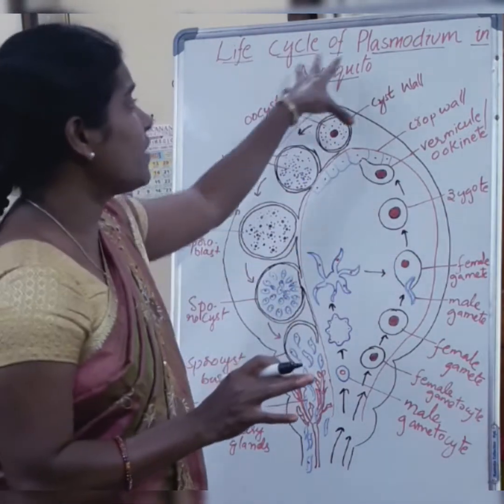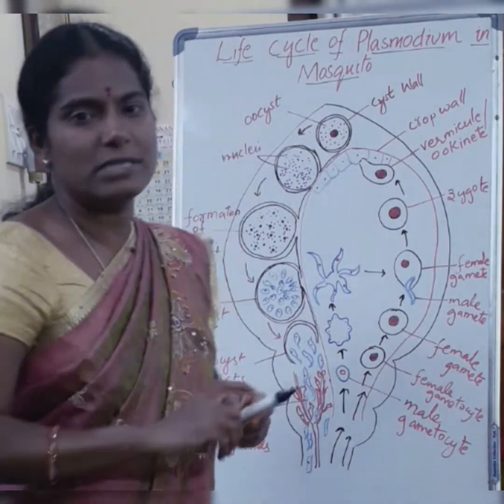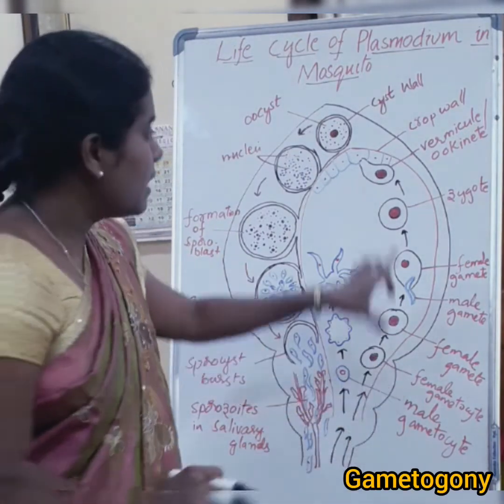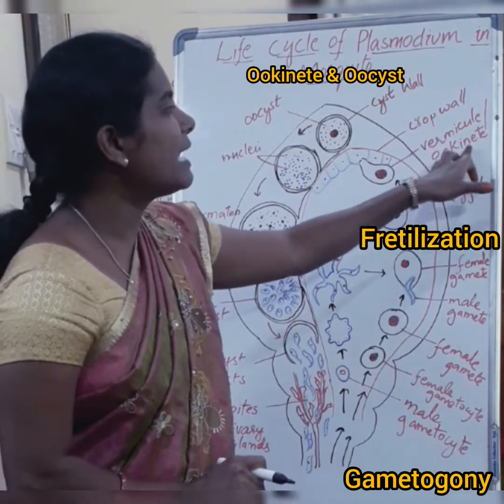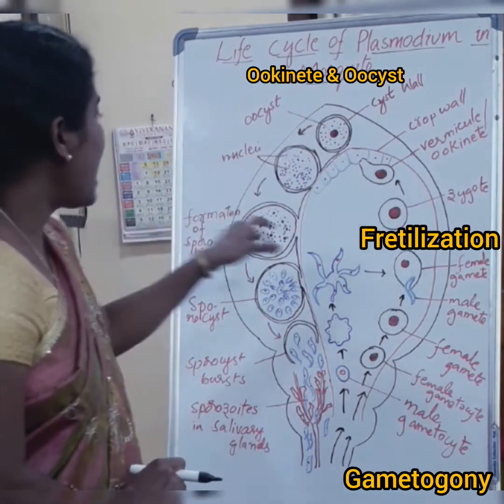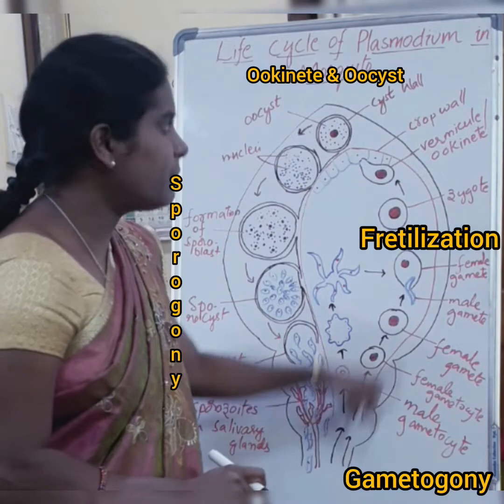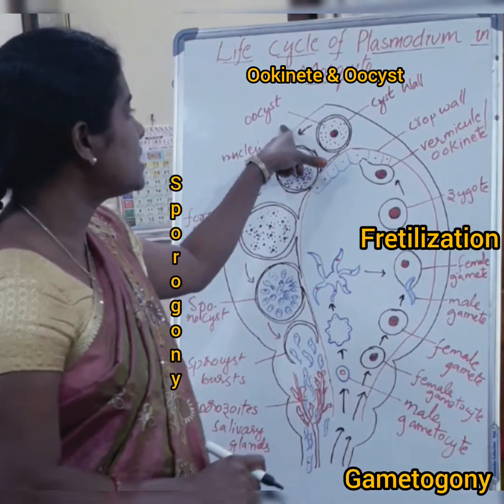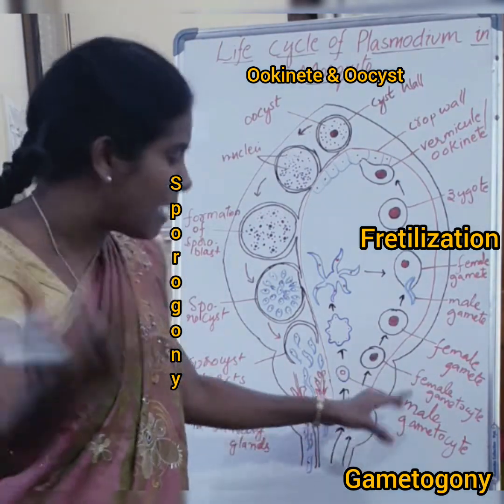The entire Plasmodium life cycle in the mosquito occurs in 4 stages. What are those? First gametogony, then fertilization, formation of ookinete or vermicule and oocyst, and then sporogony. First, now we are in gametogony.